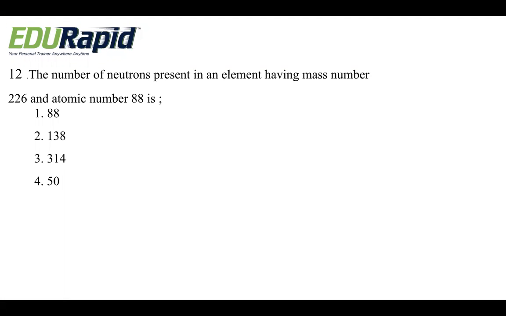Here you have to do some mathematical work. We know what the mass number is: the total number of protons and neutrons. What is the atomic number? It is the total number of protons. So just subtract the atomic number from the mass number and you will get the answer. That is 226 minus 88. So the answer will be 138, I think. Let us see. Yes, the answer is 138.